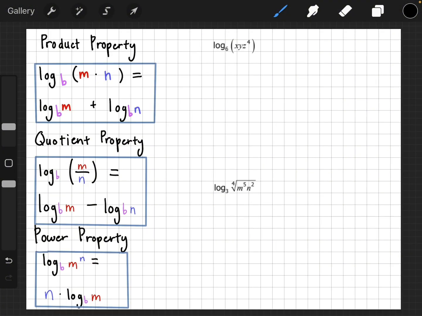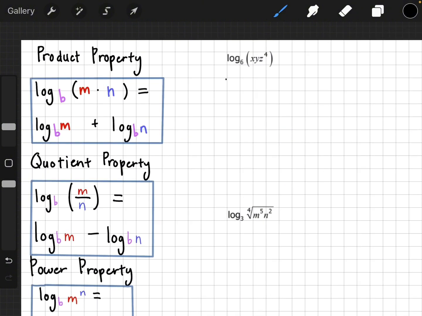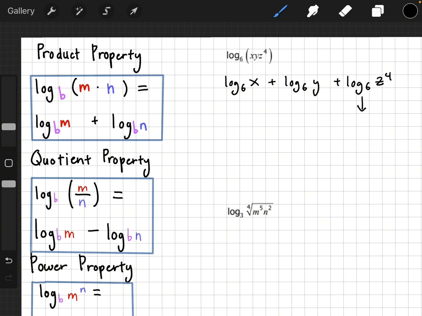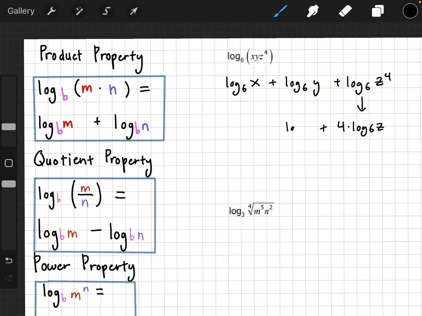So for log base 6 of xyz to the power of 4, we can expand these logarithms using the product property. You have log base 6 of x plus log base 6 of y plus log base 6 of z to the power of 4. Again, using the power property, we can change log base 6 of z to the power of 4 to 4 times log base 6 of z. We can bring the rest down.